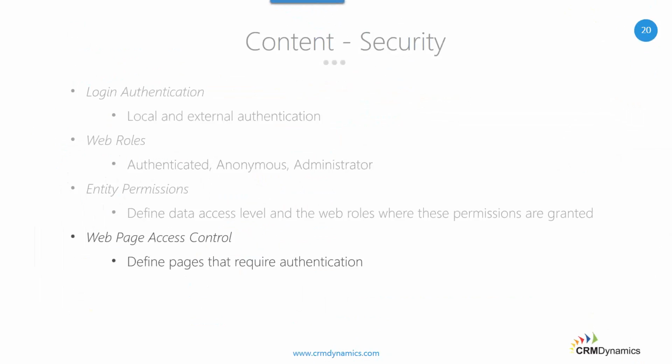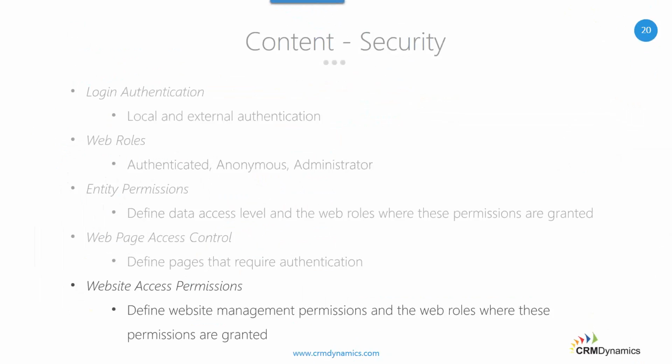Web page access control allows you to limit the access to pages that require authentication. So usually websites have a public homepage, right? But in order for you to access your personal profile information and business data, you need the users to log in before they can access the user dashboard. Website access permissions basically define what website management actions are granted for a specific web role. So these actions may include managing content snippets and site markers.